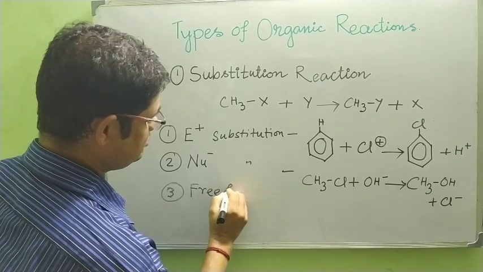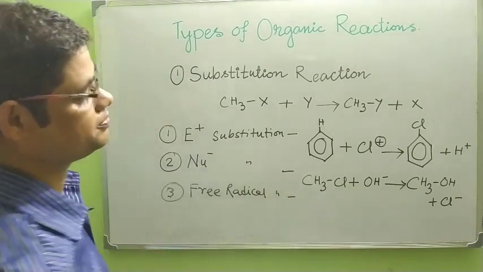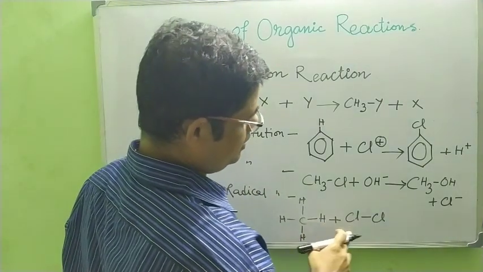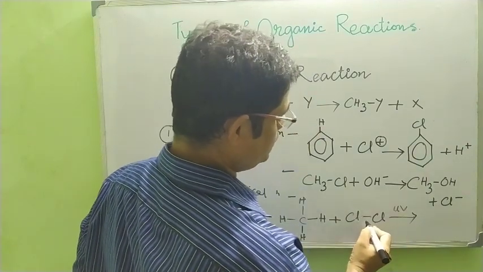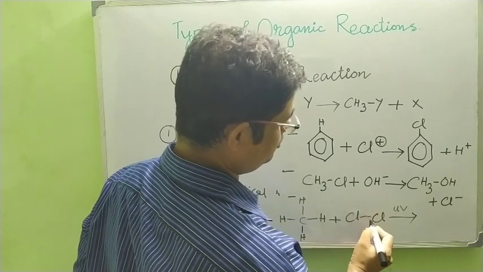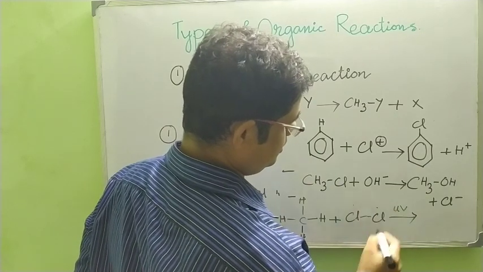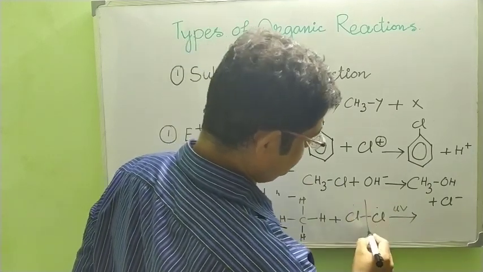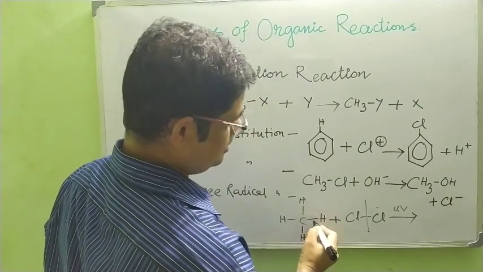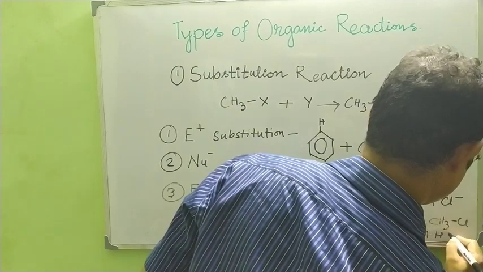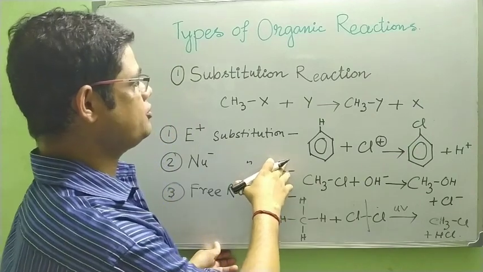The third one is free radical substitution reaction. Here is methane and here is chlorine. In presence of UV light, here chlorine makes two free radicals by homolysis. Chlorine replaces this hydrogen. So these are three types of substitution reaction.